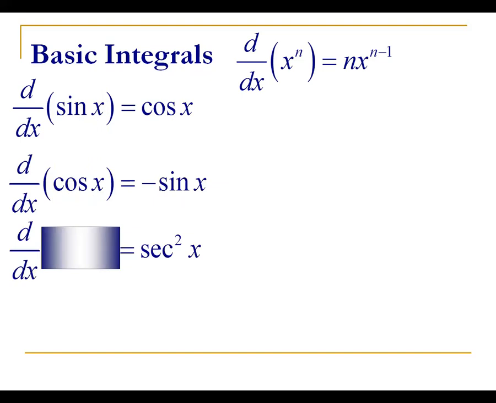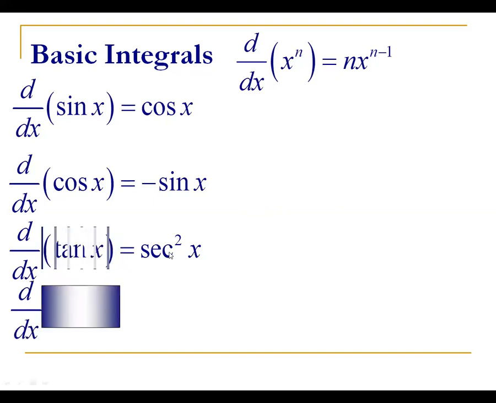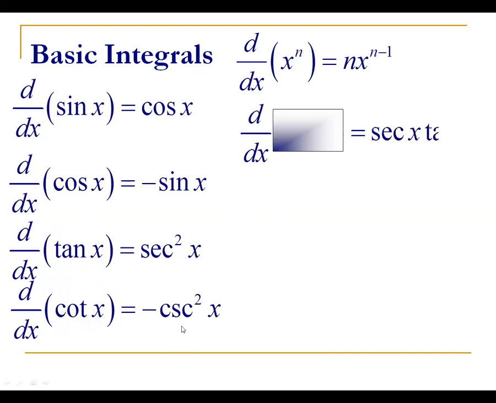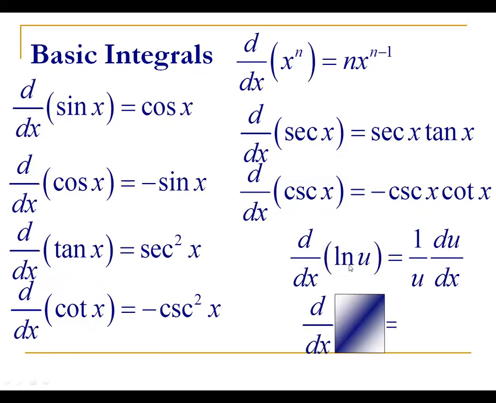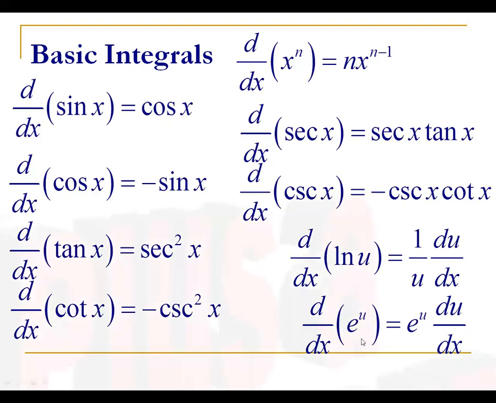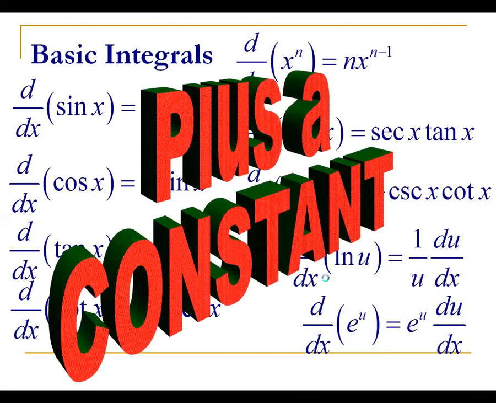So if you're antidifferentiating and your answer starts with a negative, the answer should also start with a negative. So the integral of secant squared is tangent. The integral of cosecant squared would end up being negative cotangent. The integral of secant tangent would be secant, and the antiderivative of cosecant cotangent would be negative cosecant x. So if you have something of the form u prime over u, its antiderivative is natural log u. And if you have something of the form e to the u times the derivative of u, then its antiderivative is e to the u. As always, don't forget your plus c.